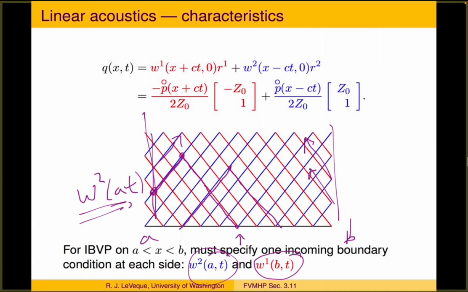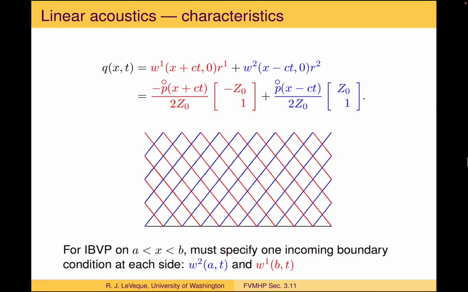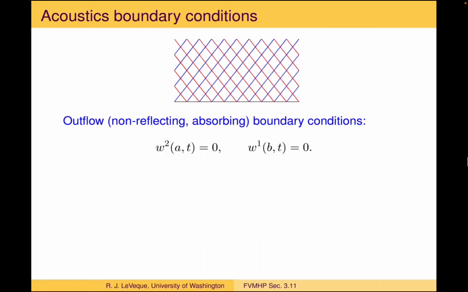It wouldn't do to specify boundary conditions that only told you what W1 is at the left boundary, because W1 is determined entirely by what's flowing out from the inside. So you have to specify boundary conditions that tell you what W2 is at the left boundary, possibly in terms of the W1 that's flowing out, but you have to be specifying W2 properly. So we can look at a couple of examples of this.